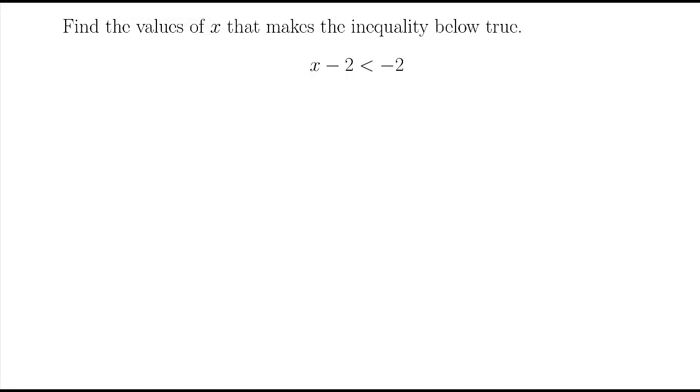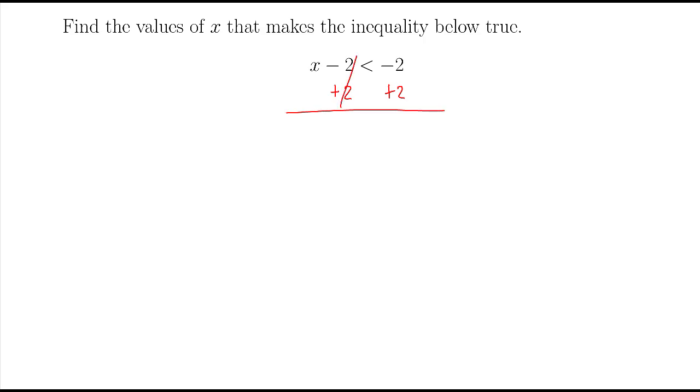Let's find the values of x that make the inequality below true. Notice we are trying to find a range of values. So we're going to work this out similar to an equation that has a variable term and a constant term on the left and a constant term on the right. I'm going to eliminate the constant term by adding 2 to both sides of the inequality.